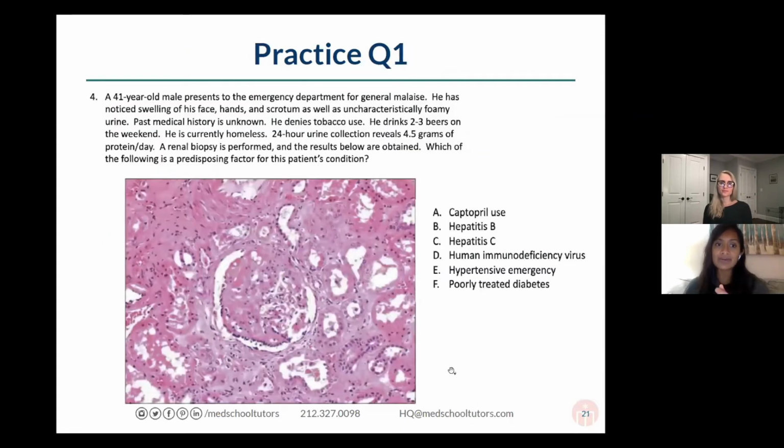All right, and so with that, we will go into some practice questions. So you'll see a little bit of each of our styles and how we go through it. And so I would start by saying, we'll look at the question first. So, which of the following is a predisposing factor for this patient's condition?